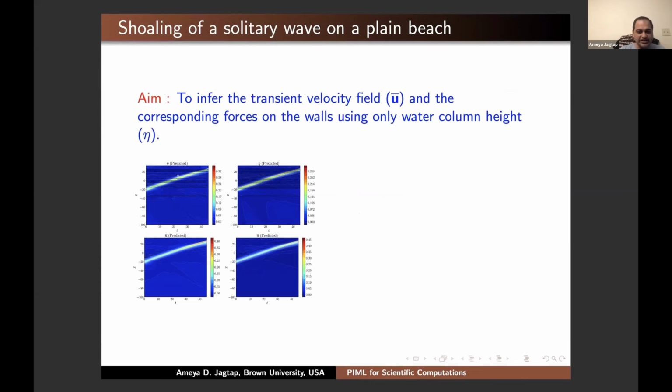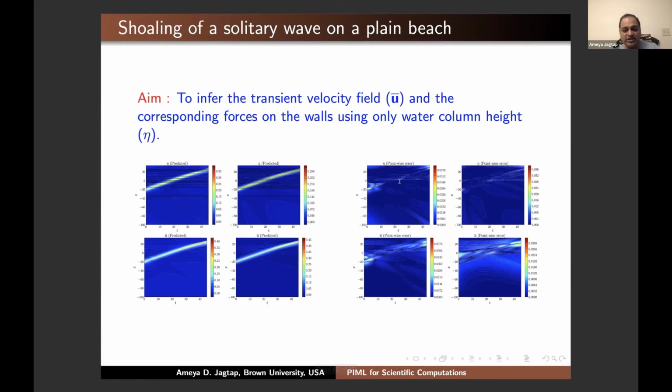On the right-hand side there are two results. It's not that visible, but you can see these dotted black lines. These are the wave gauges which we placed between -40 and +20. This is the x-axis and this is the time axis. These wave gauges give time series data for eta. When we feed that data to the PINN, it gives the velocity U bar, as you can see. Here we use 12 gauges and here we use 20 gauges.